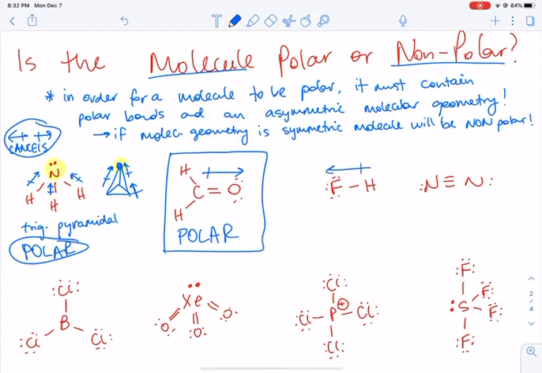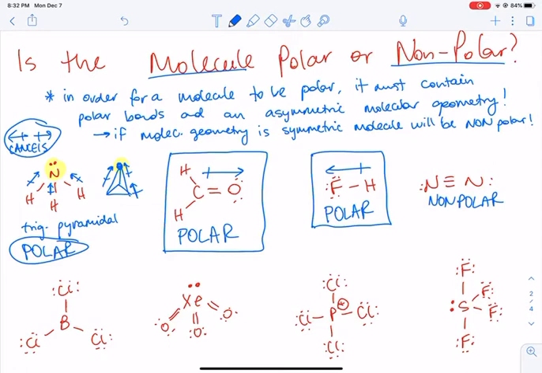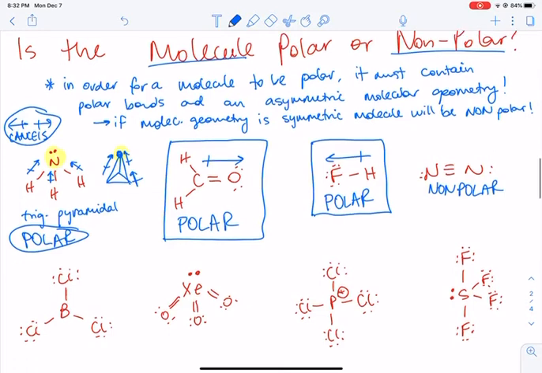Here, we've got a dipole moment. There's only one dipole moment. There's nothing opposing it, right? There's no other dipole moment pointing in the opposite direction. So it too is polar. The whole molecule is polar, right? This is a non-polar molecule, right? Because it doesn't even have any polar covalent bonds in it.